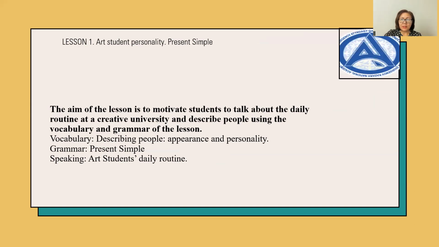The topic of the first lesson is art student personality and present simple. The aim of the lesson is to motivate students to talk about their daily routine at a creative university and describe people using the vocabulary and the grammar of the lesson. It means today we are going to study how we can describe people, exactly appearance and personality. Also, we are going to study about the use of present simple tense, how we can form sentences in positive, in negative, and in question forms.